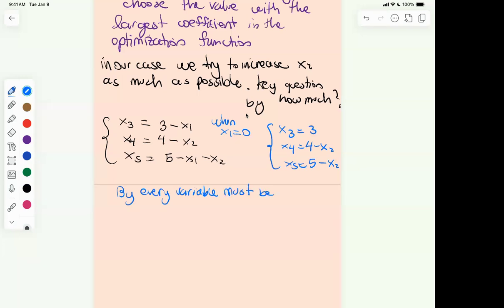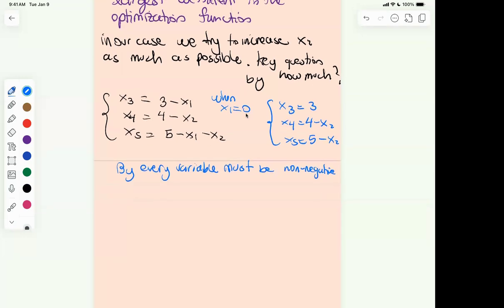Is that making sense? Kind of. That's the key part of the problem, because every variable must be non-negative. The best we can do is set x2 equal to 4. Okay.